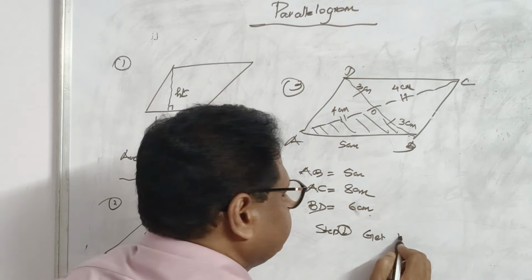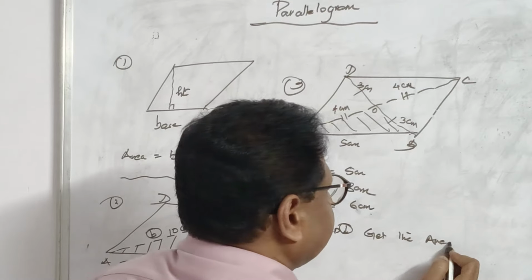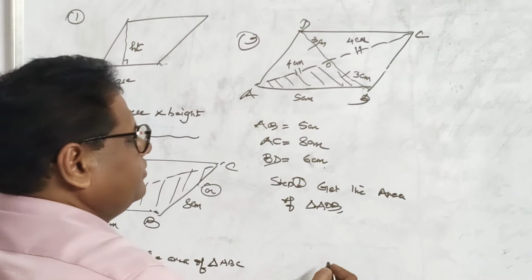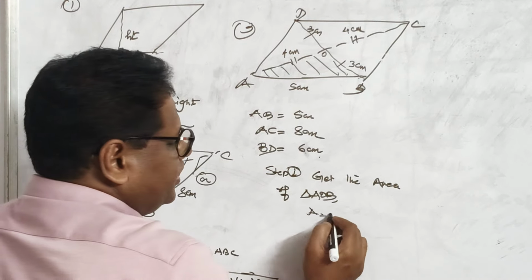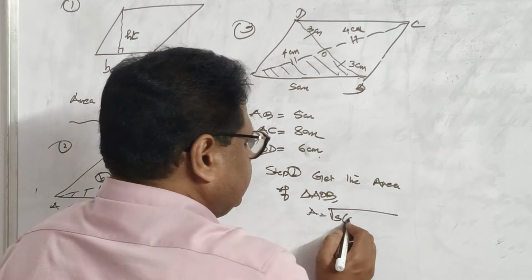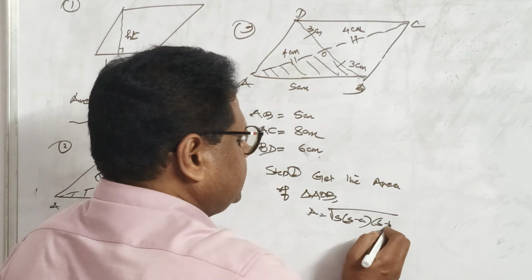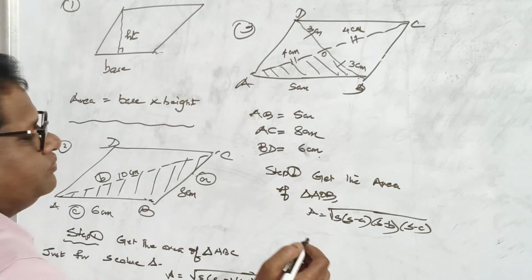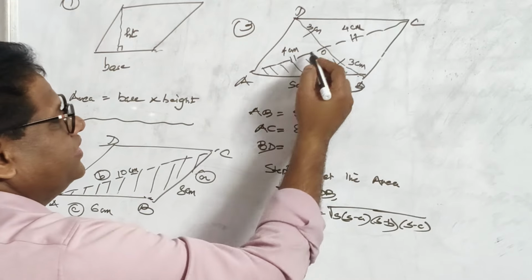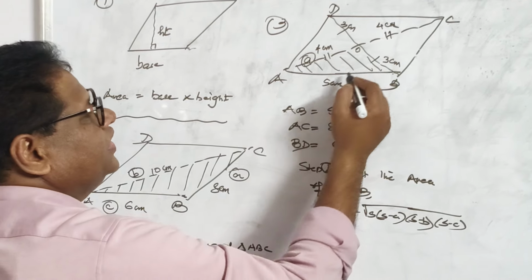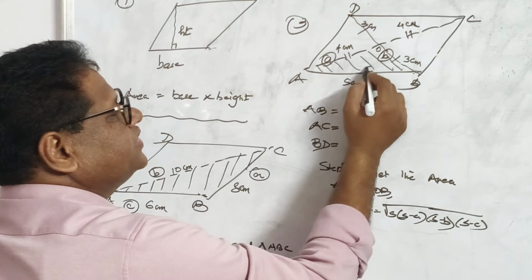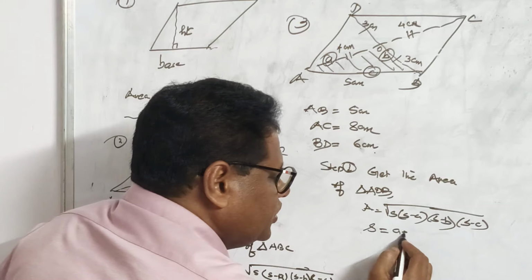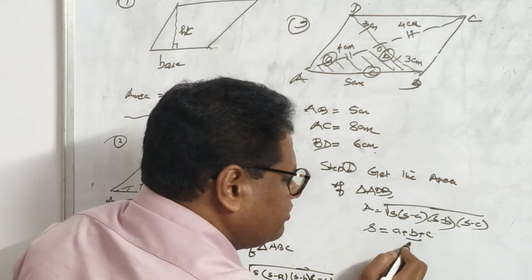get the area of triangle AOB. Applying the formula, area equals under root S into S minus A, S minus B, S minus C. That is a scalene triangle, where A, B, C are these sides, right? Let us take this as A, this as B, and this as C. And the semi-perimeter S equals A plus B plus C divided by 2.